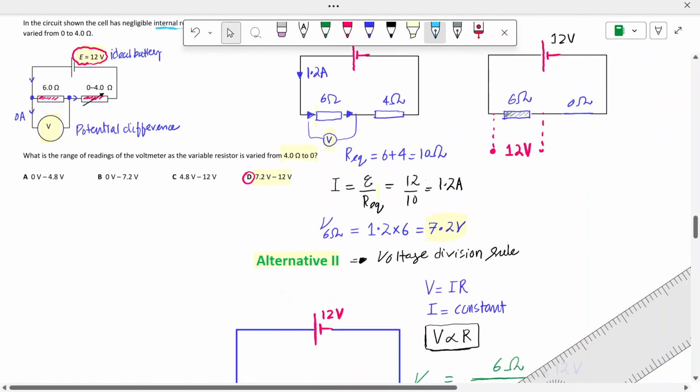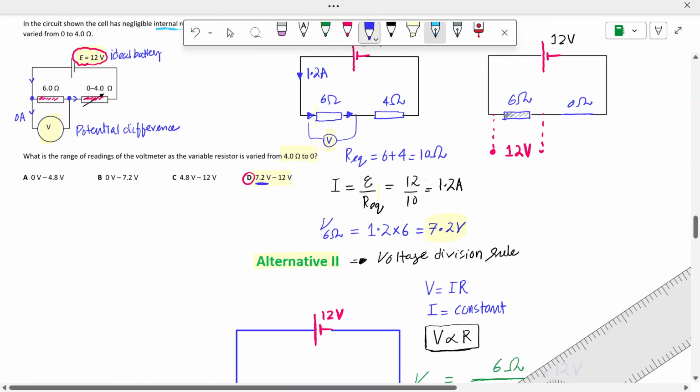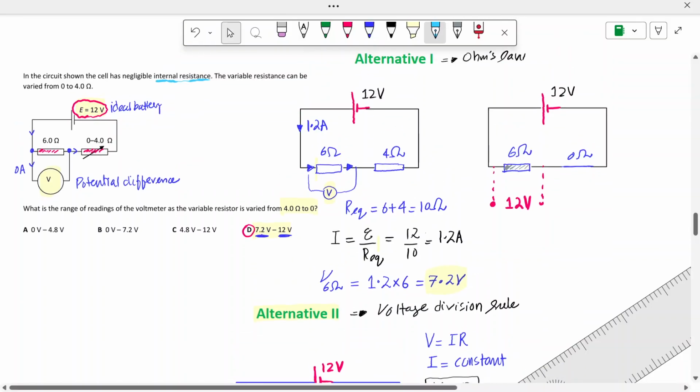So you see that the voltage reading is changing from 7.2 to 12 volt when it is short circuited. So this should be our right answer.